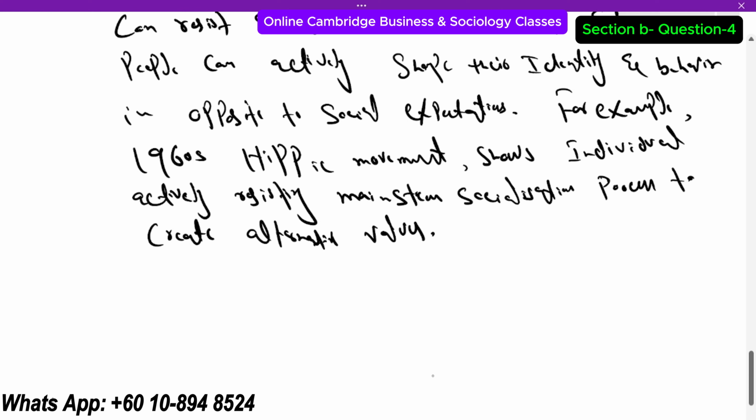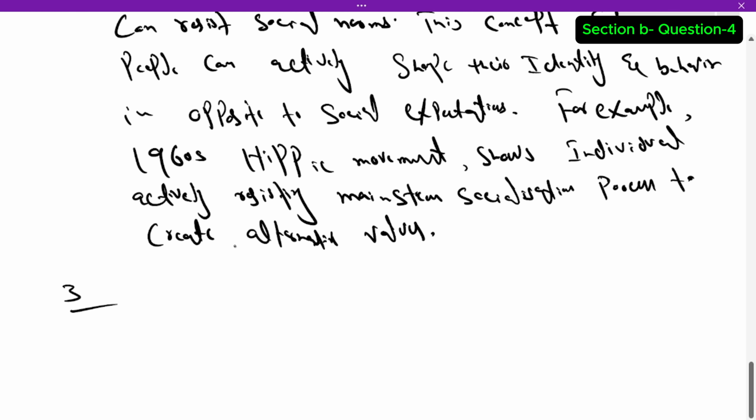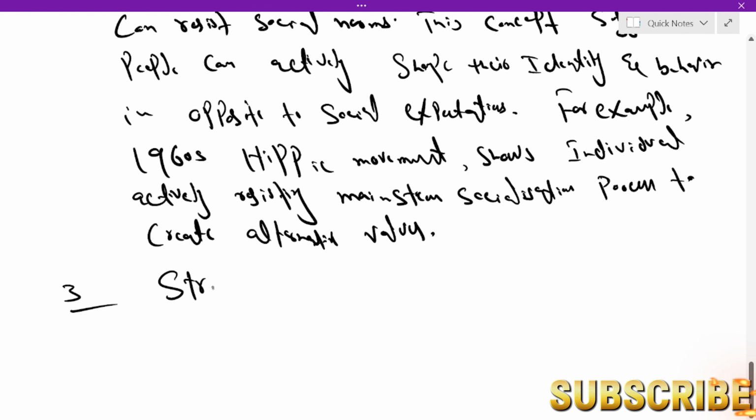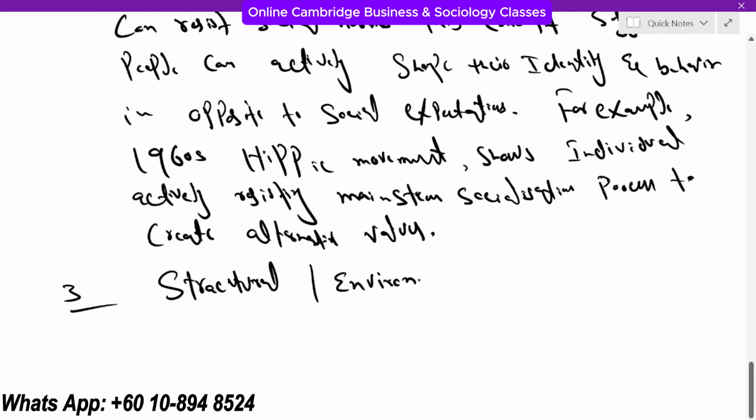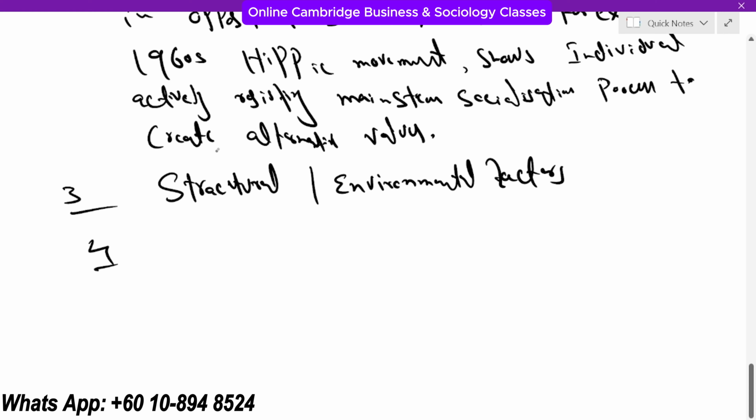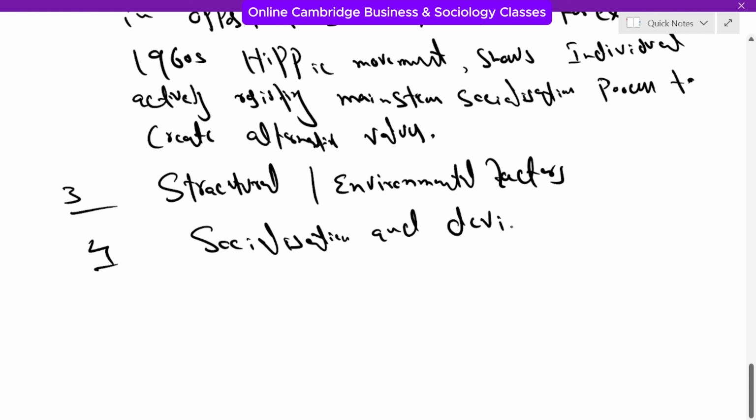Now, I gave you two arguments so far. Number three, you can give me the argument of the influence of structural or environmental factors. Other than that, you can give me the argument that is very appropriate: socialization and deviance. So there are these things that you can explain as your arguments.